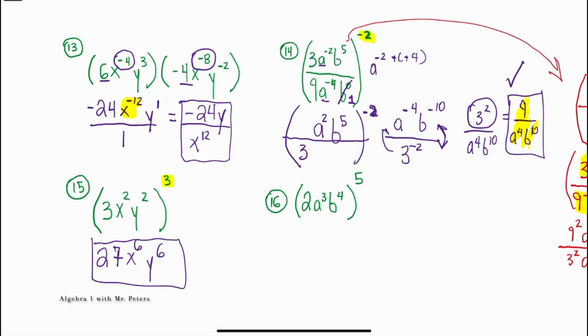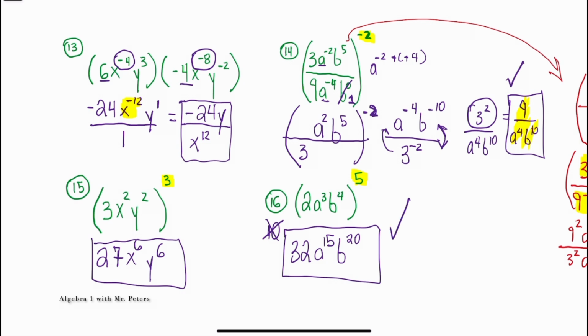Now in problem number 16, same exact thing. All right, we have 2a to the 3rd, b to the 4th, and we're raising it to the 5th power. If you come in here and you put 10, that is wrong. 2 to the 5th power is going to be 32. Right? 2 times 2 times 2 times 2 times 2. Then when we go ahead and multiply our exponents, a to the third raised to the fifth power is going to be a to the 15th. And then when we do the same thing with b to the fourth times 5, we're going to get b to the 20th power. And this is going to be our final answer.